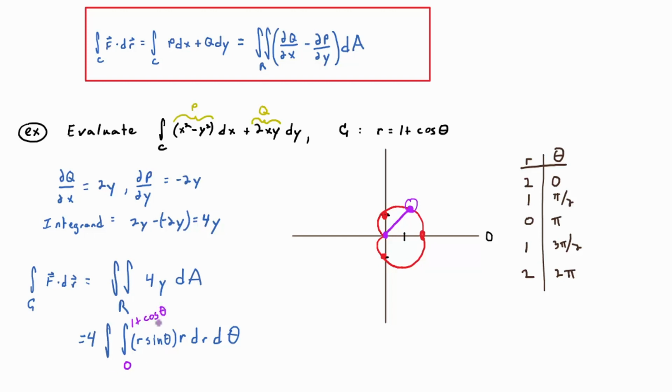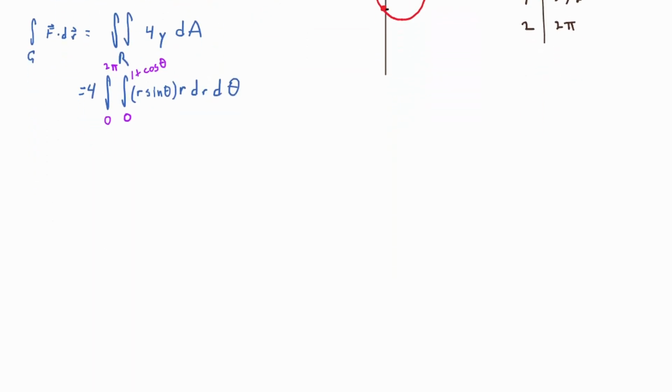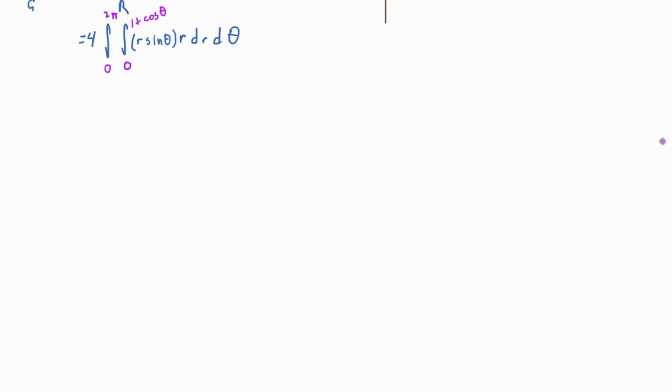And then what would theta run from for the outer limits? 0 to 2 pi. Okay. So there's our setup. Okay, let's evaluate this thing. So, well, let me go ahead and rewrite it. So integral 0 to 2 pi. Oh, don't forget the 4 out in front. Integral 0 to 1 plus cosine theta. And then r squared, I'll put that right here, dr d theta, and I'll leave the factor of sine of theta in front of that, like that.